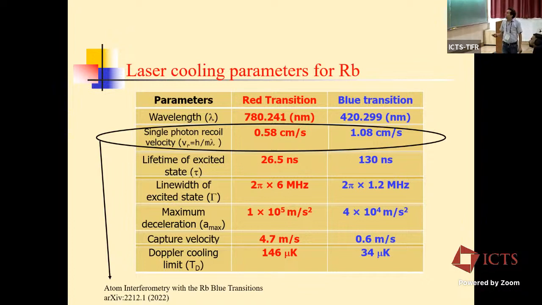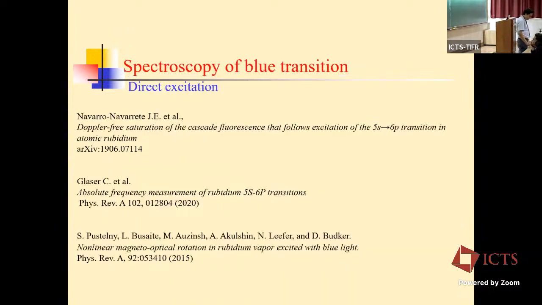However, the Doppler temperature for the blue transition is 5 times lower, but the capture velocity is very small, right? So this is the reason why we had to do first red MOT and then transfer to the blue MOT. Now, if you want to do any laser cooling on the blue transition, we have to do the spectroscopy, okay? And spectroscopy is the important part.